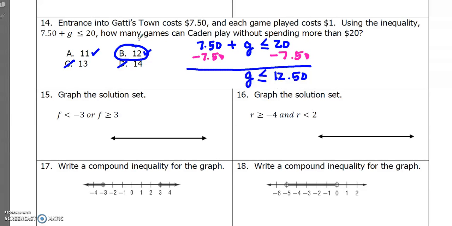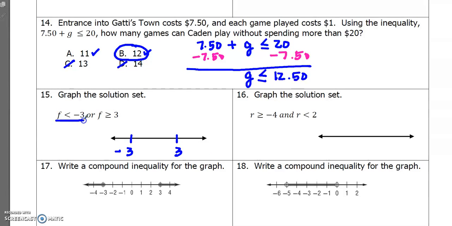Number 15, it says graph the solution set. So we have f is less than or equal to negative 3, or f is greater than or equal to positive 3. So again, I don't have to solve anything. My variables are already by themselves. My two numbers that I'm putting on my number line would be the negative 3 and a positive 3.